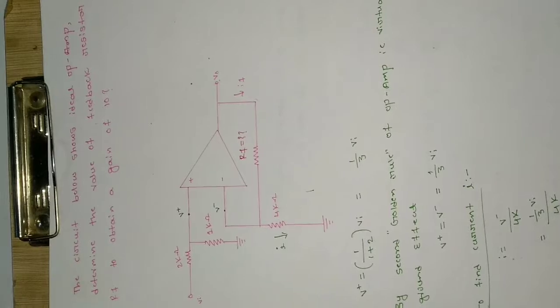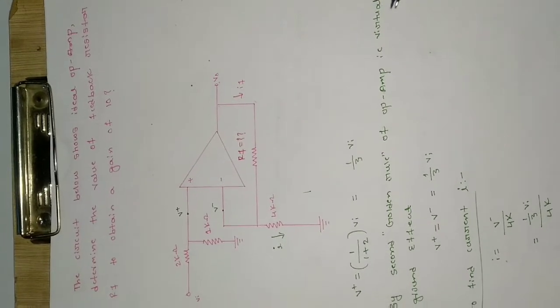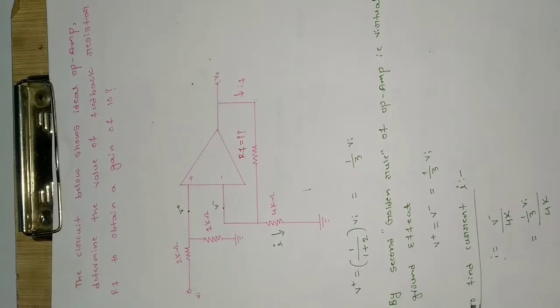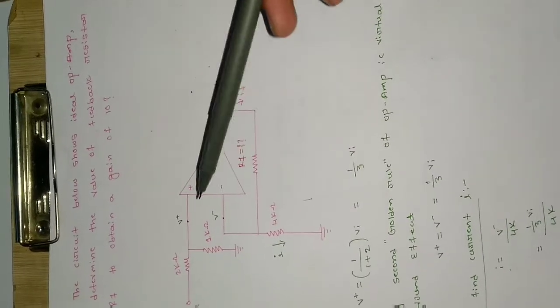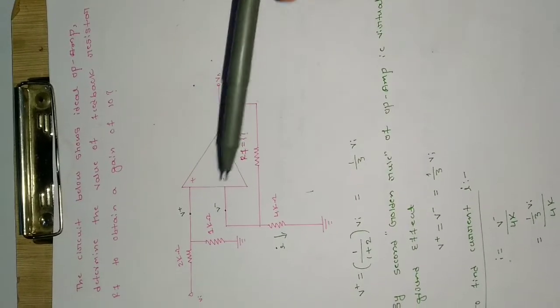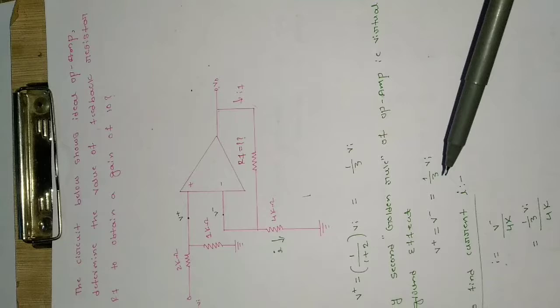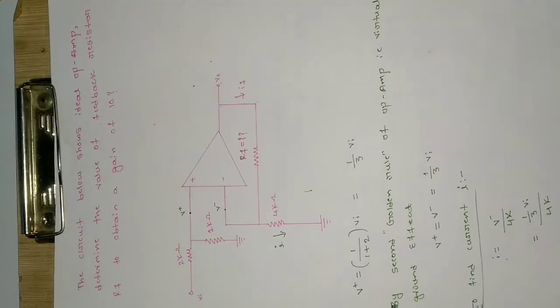So by the second golden rule of operational amplifier, that is the virtual ground effect, I can write V plus equal to V minus. That is, the voltage at this point will be equal to each other, which will be equal to 1/3 of Vi. So this we can take here.